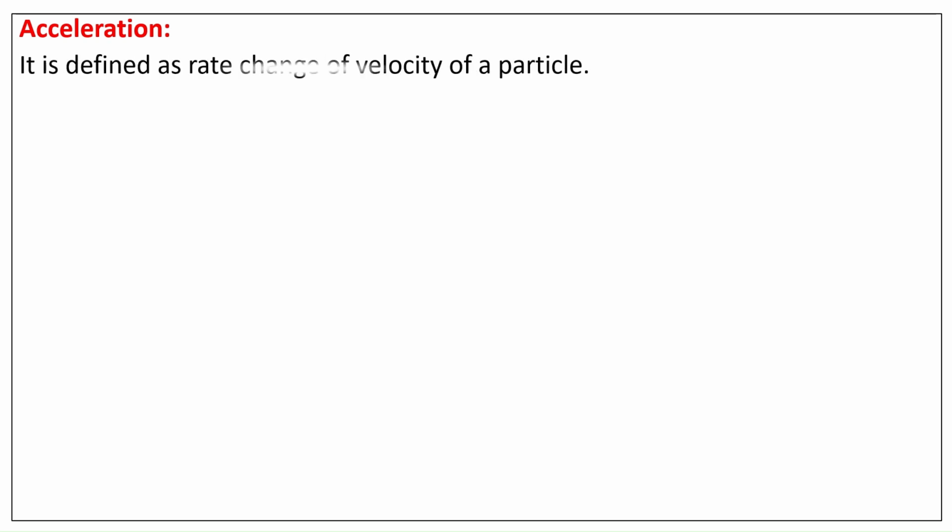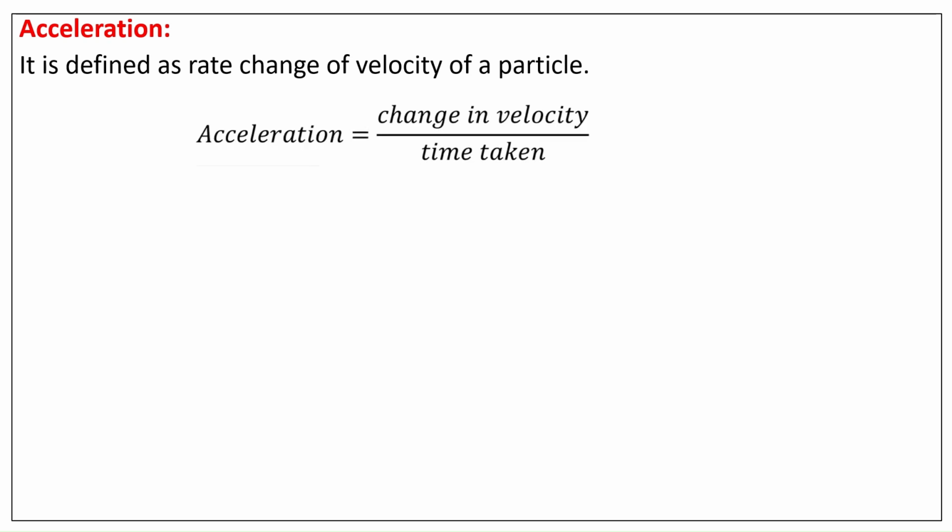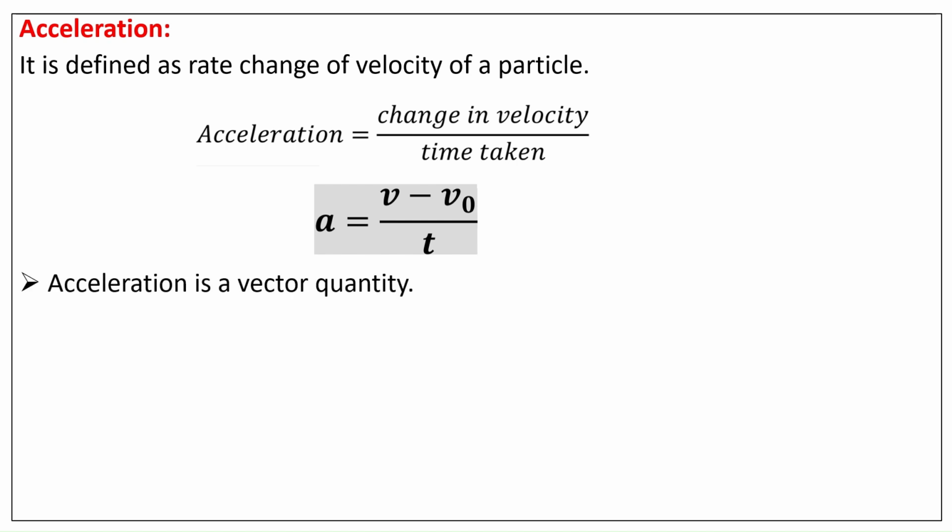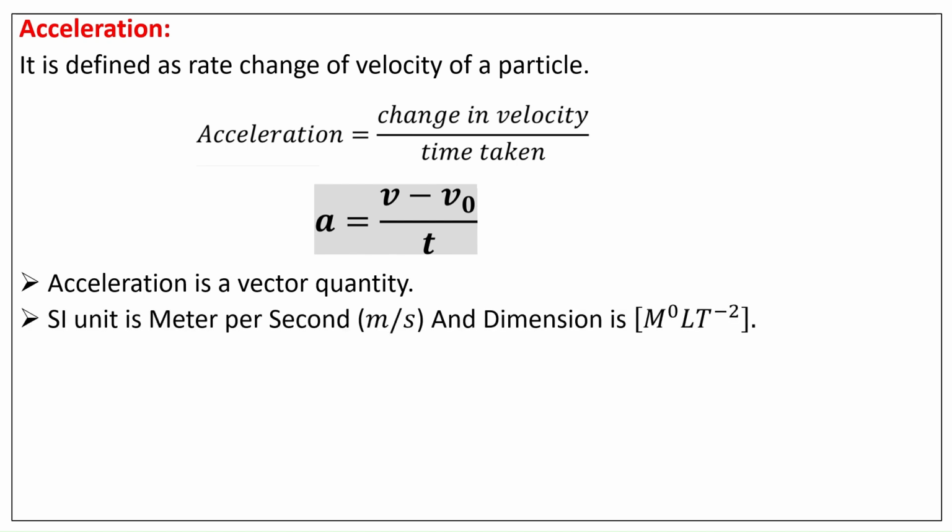Next, acceleration. It is defined as the rate of change of velocity of a particle. Acceleration is equal to change in velocity by time taken. That is, a is equal to (v minus v naught) by t. Acceleration is a vector quantity. SI unit is meter per second squared and dimension is M^0 L^1 T^-2.